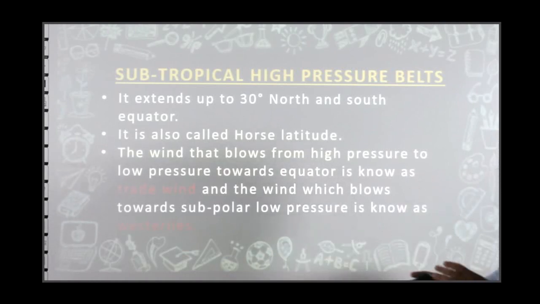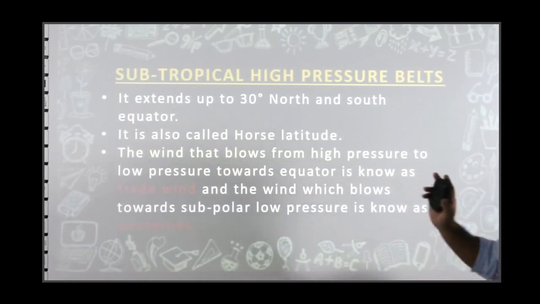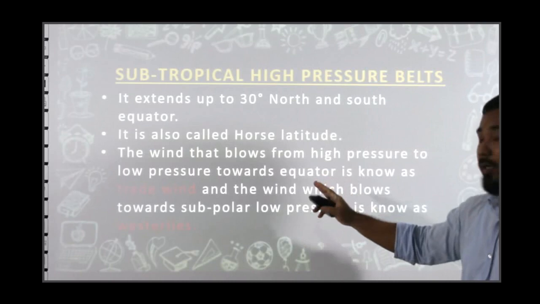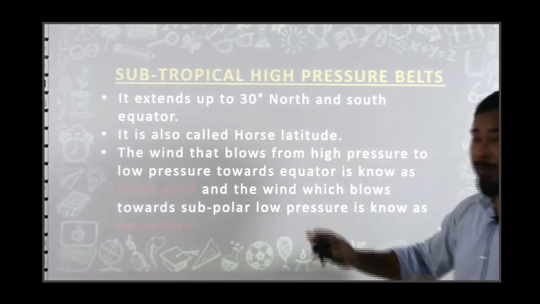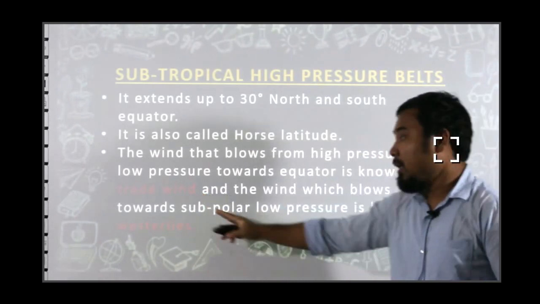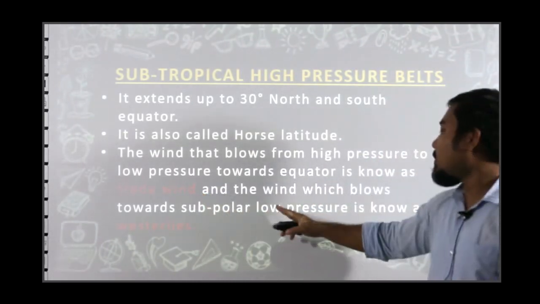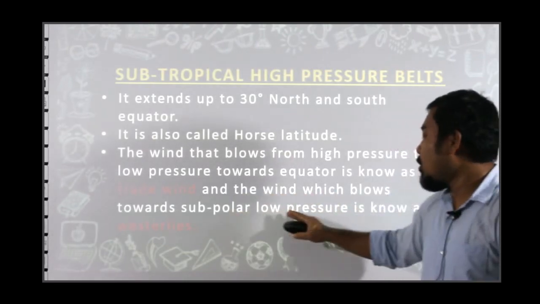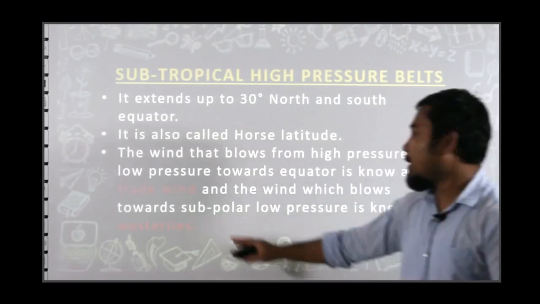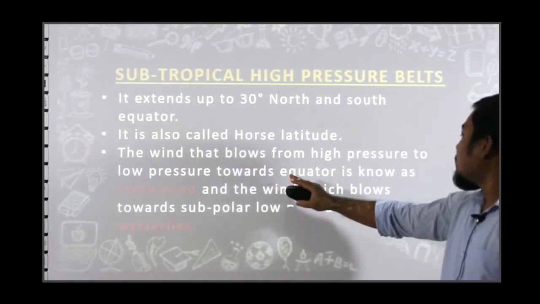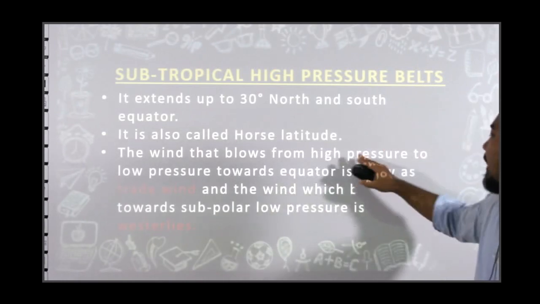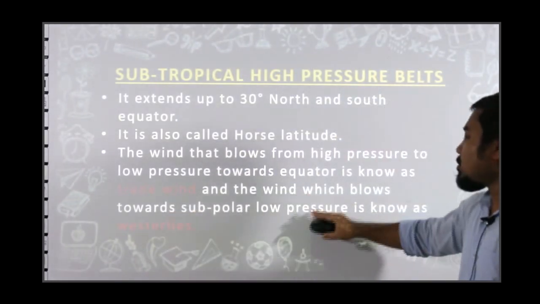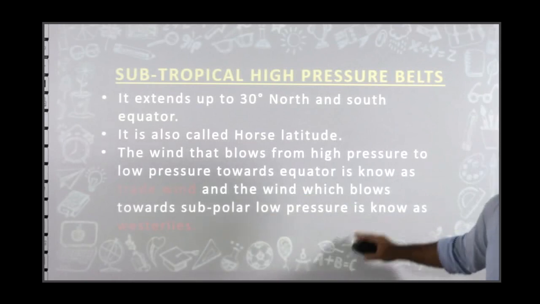Now, from this subtropical belt, the wind blows in different directions. The wind that blows from high pressure towards the low pressure, towards the equator, is called your trade wind. In the same way, the wind which blows towards the subpolar low pressure is known as your westerlies. I am repeating again, the wind that blows from the high pressure to low pressure towards the equator is called your trade wind, and the wind that blows towards the subpolar low pressure belt is known as your westerlies.